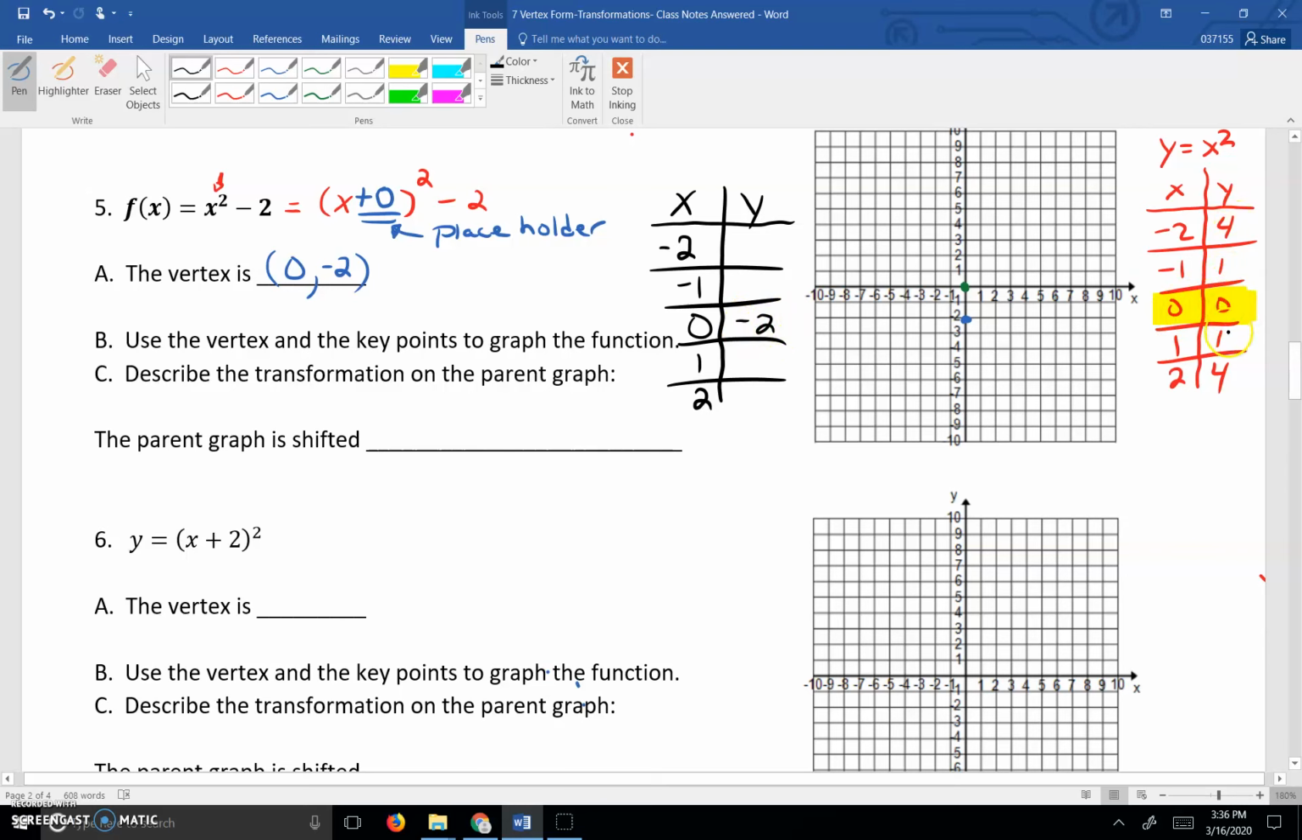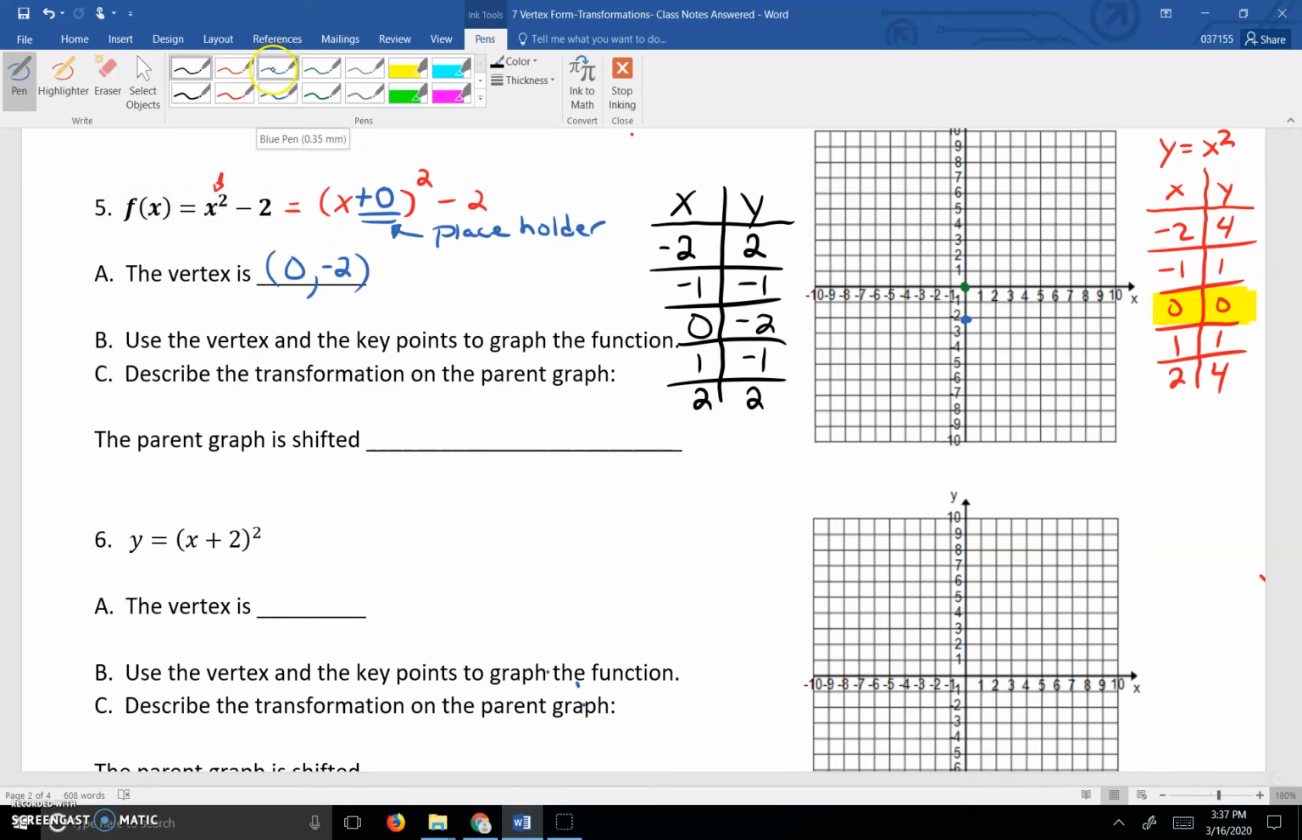So from each of these y values I have here, I'm also going to subtract 2. So 4 minus 2 is 2. 1 minus 2 is negative 1. 0 minus 2 was negative 2. That's how we figured that out. 1 minus 2 is negative 1 again. And 4 minus 2 is 2. I now have my chart for this function, so I can graph it.